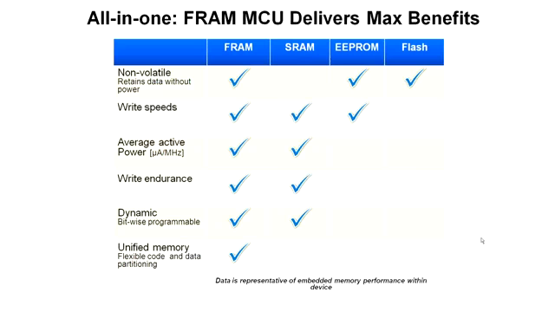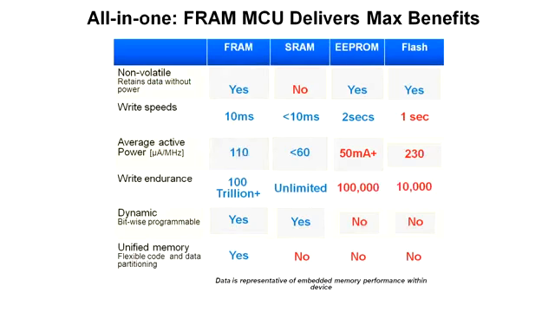If we take a look at all the different memory technologies that you can have in a microcontroller, FRAM, SRAM, EEPROM, and Flash, out of those, only the FRAM has all of the capabilities that you're looking for. Non-volatility, high write speeds, low average power, high write endurance, bitwise programmability, but only the FRAM has the ability to be unified memory, so that you can flexibly partition code and data, that you only have to buy a single type of device, that you can decide whether or not you're using part of it as SRAM or part of it as flash.